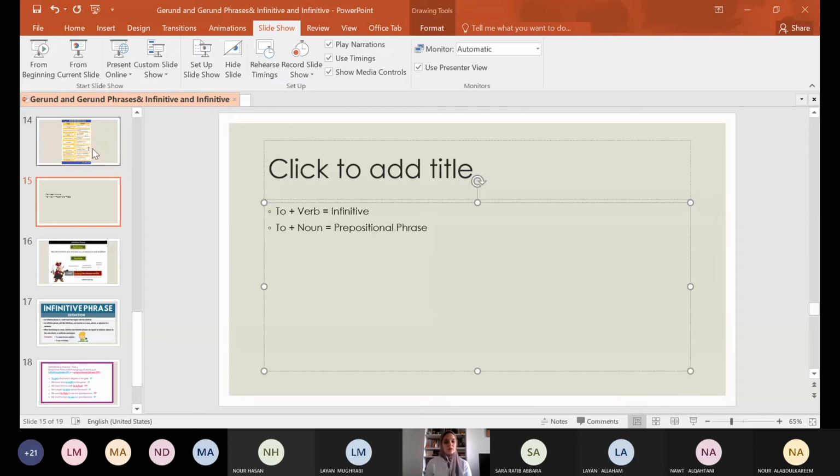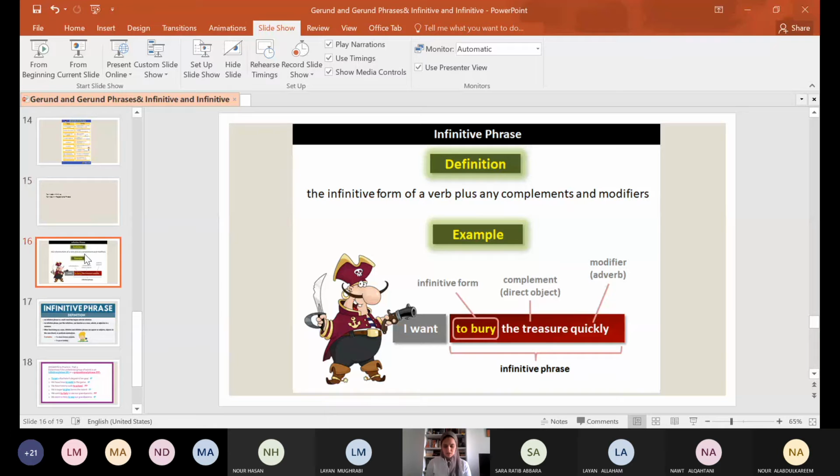Here, okay, girls, start solving 145. Exercise 10. It is on 146. He wants you to underline infinitive phrases. Yalla girls, hurry up. We have 5 minutes.